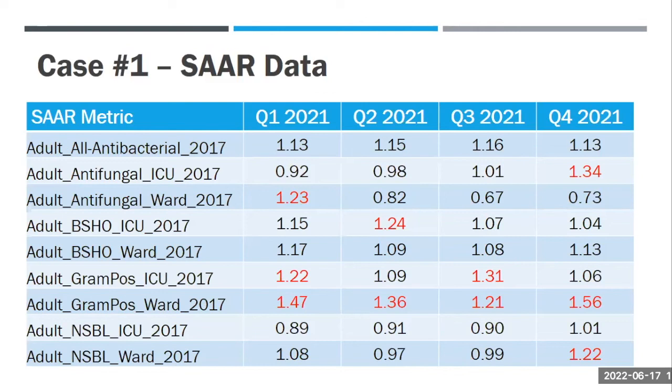Now, we do see some fluctuations as well in our broad spectrum hospital onset, our antifungals, our narrow spectrum beta lactams. But in general, I would say, when looking at this data set, my key takeaway would be that for whatever reason, our gram-positive empiric coverage is more than would be expected.